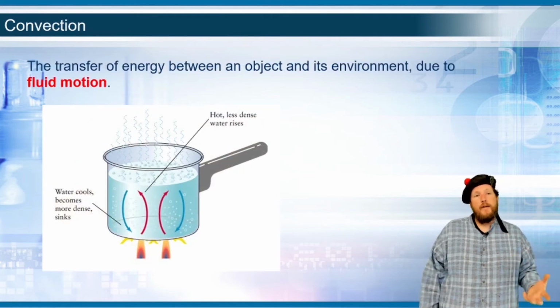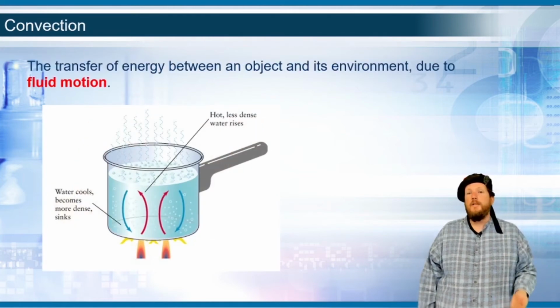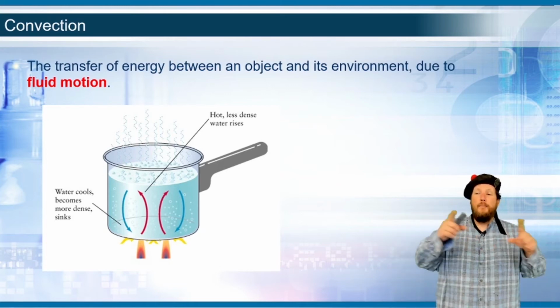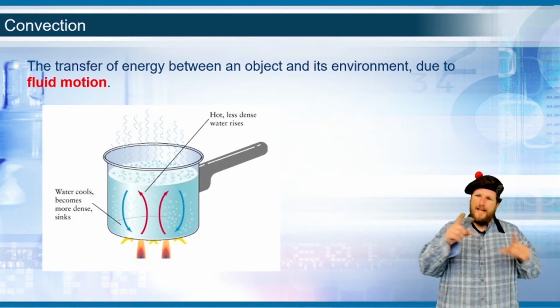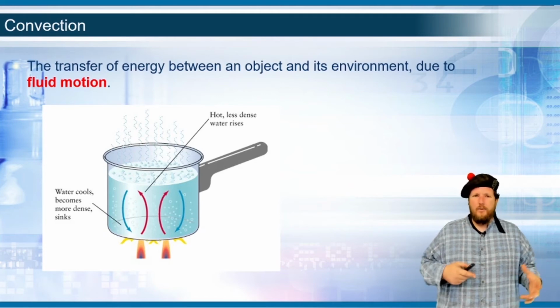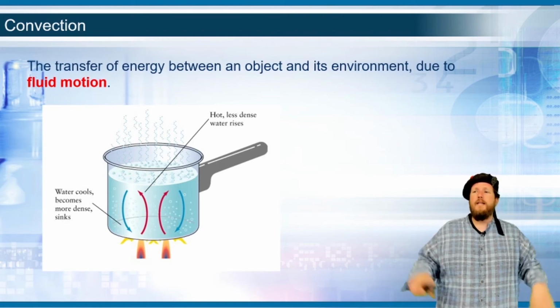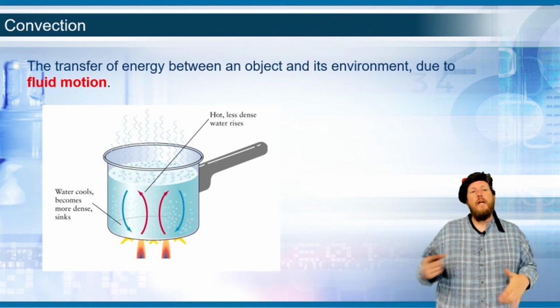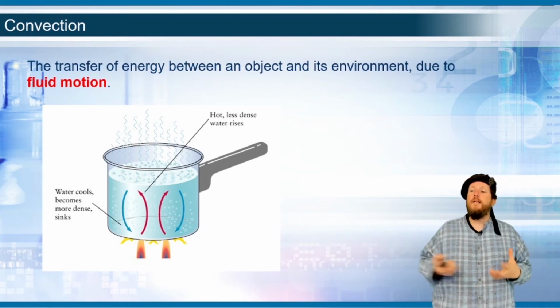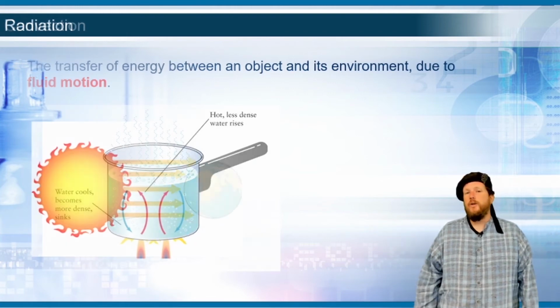There is also convection, which is the transfer of energy between an object and its environment due to fluid motion. So this is why the temperature in a pot that you put on the stove tends to remain relatively constant throughout. It can be a little bit different, but if it's just water, it tends to circulate itself and swirl, and you get transfer through fluid motion. Most air movement, weather, and things are related to convection currents.